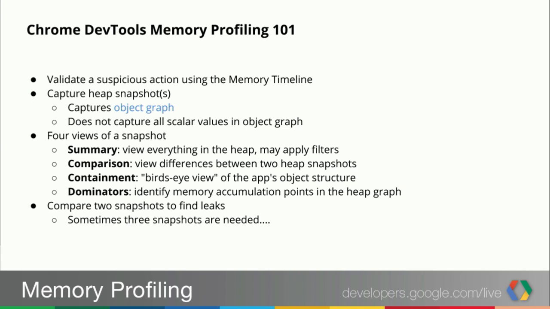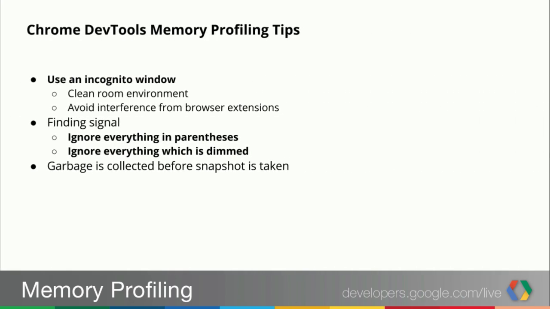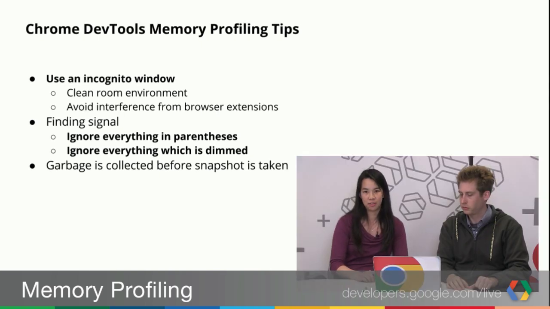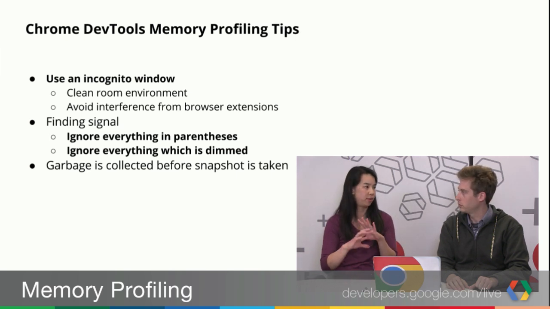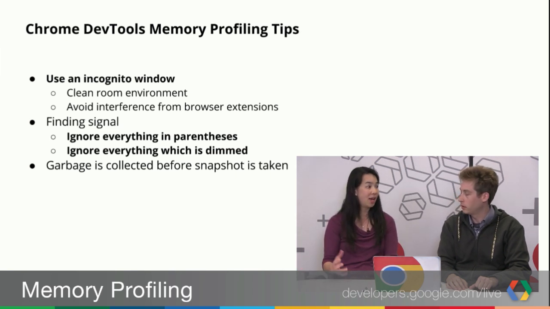So we talked about comparison view and how sometimes you can take two snapshots to find leaks, but we're going to talk about a case where two is not quite enough. Some other good tips to know: you should always do these experiments in an incognito window. You want to make sure that you're in a clean room environment, without extensions that may be interacting with your app in a way that you don't understand. Sometimes these third-party extensions do all sorts of crazy things to memory, and you want to make sure that those aren't influencing your results at all.